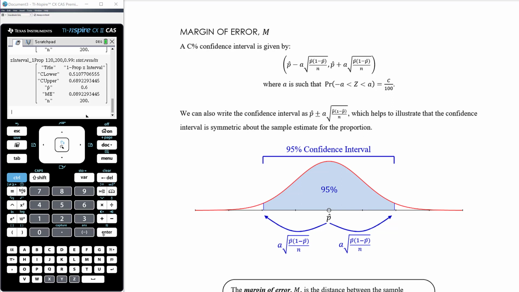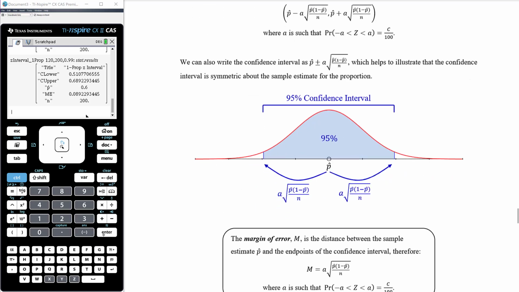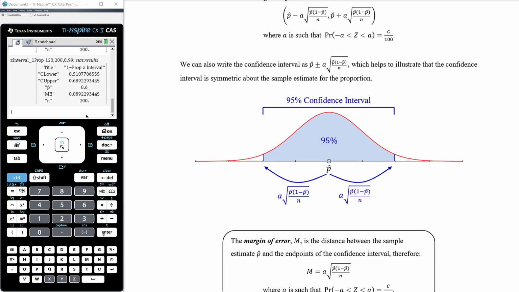So we know that a C% confidence interval is given by this, where this A value is related to the standard normal distribution. We can also write the confidence interval this way, which helps to illustrate that the confidence interval is symmetric about the sample estimate for the proportion. So p hat is the mean here, in the center of this distribution, and then we're adding on this value and taking away this value to get our 95% confidence interval. If it was 95%, then A would be 1.96. So let me change that, because in this instance that would be 1.96 because it's 95% confident.